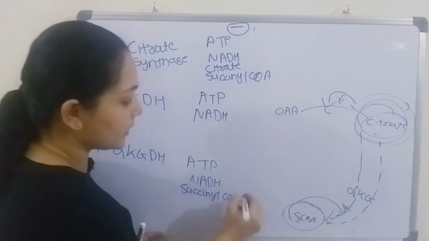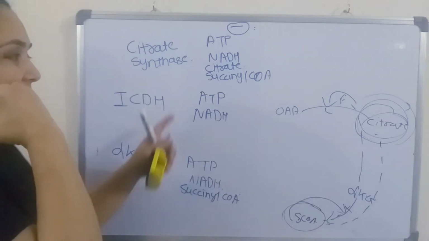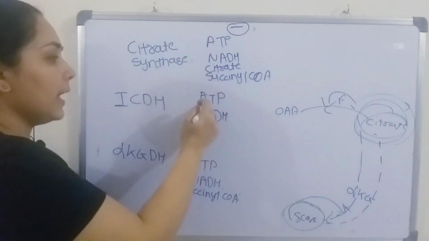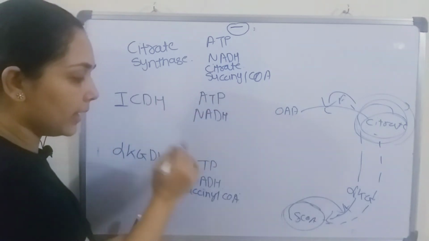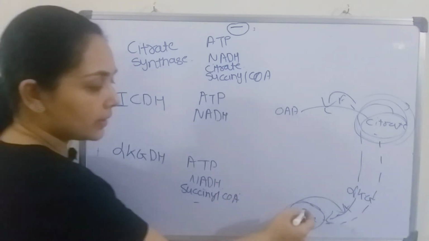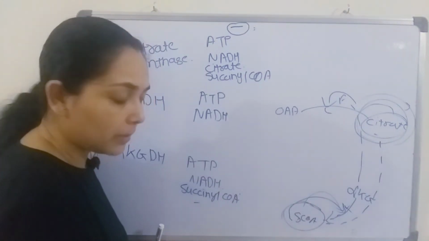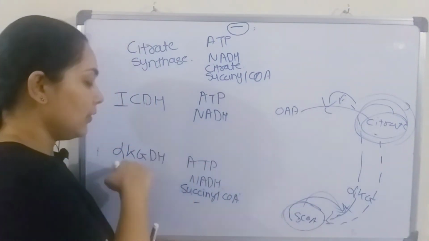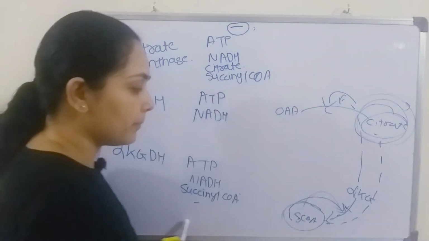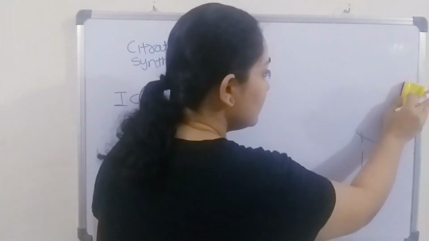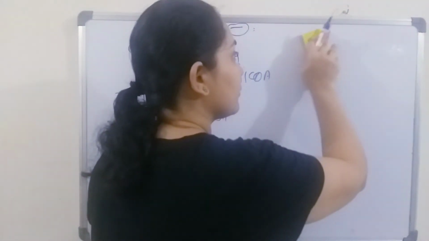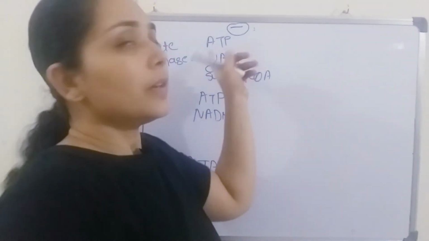Succinyl coenzyme A. Okay, so these are the negative regulators: for citrate synthase, ATP and NADH; for isocitrate dehydrogenase, ATP and NADH; and for alpha ketoglutarate dehydrogenase, ATP, NADH and succinyl coenzyme A via feedback inhibition. So these three are the negative regulators of alpha ketoglutarate dehydrogenase. Now we will see the positive regulators.